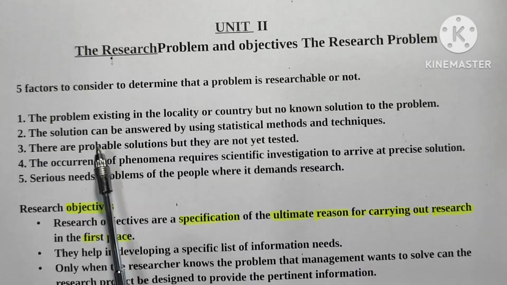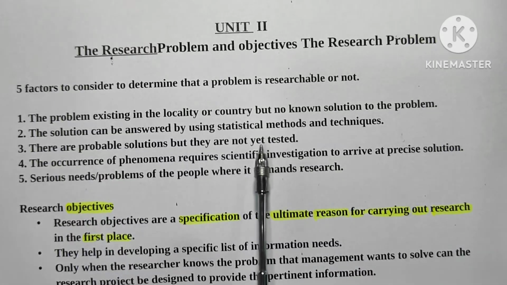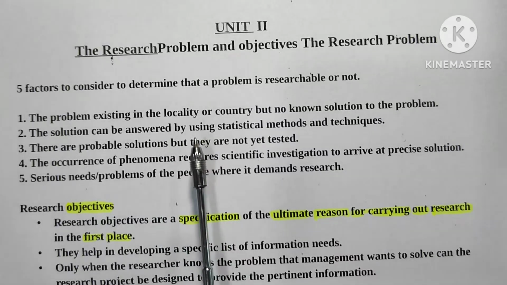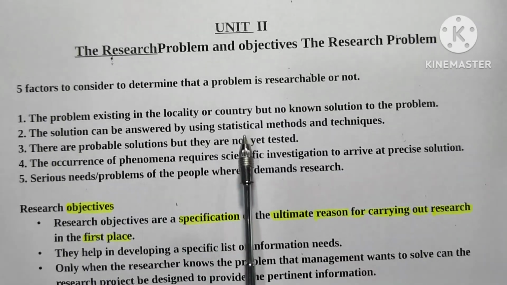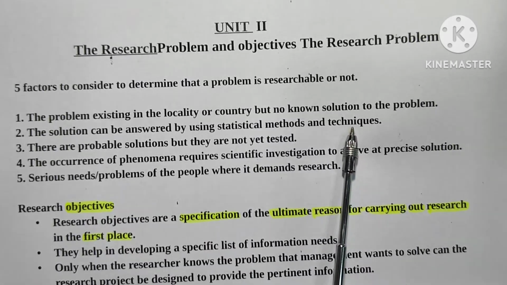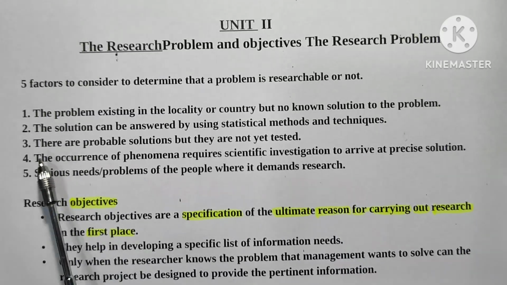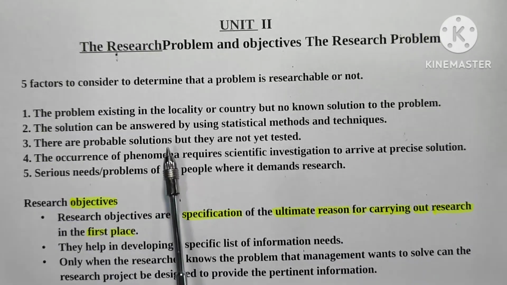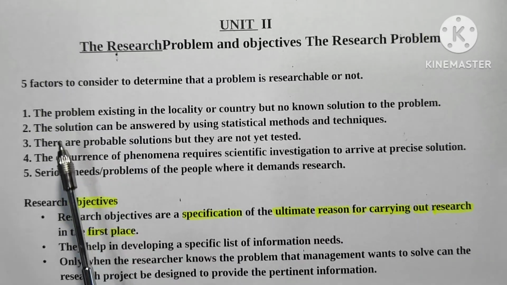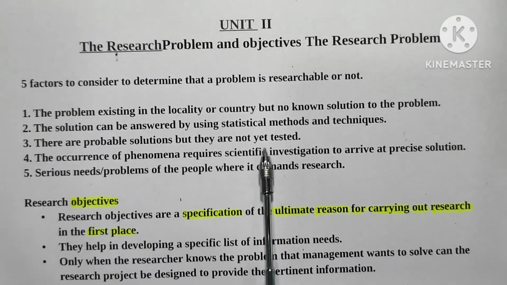Another factor: the solution can be answered by using statistical methods and techniques. So for that problem, you can do the research, and after doing the research, you should be able to convey the answer in statistical methods and techniques, in numerical form. That kind of problem you have to select. The third factor is that there are probable solutions, but they are not yet tested. Already for that problem, solutions are there. Probable solutions exist, but they are not yet tested.